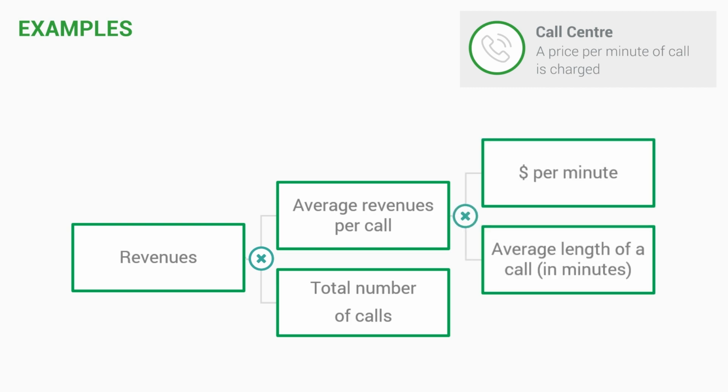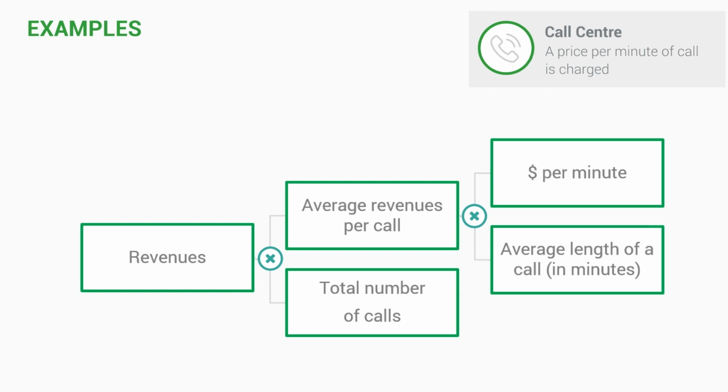The average revenues per call is calculated as the price per minute times the length of the call in minutes, with this taken as an average. The quantity component is just the number of calls in a specific period of time. The total revenue is calculated by multiplying the revenue per call by the number of calls.